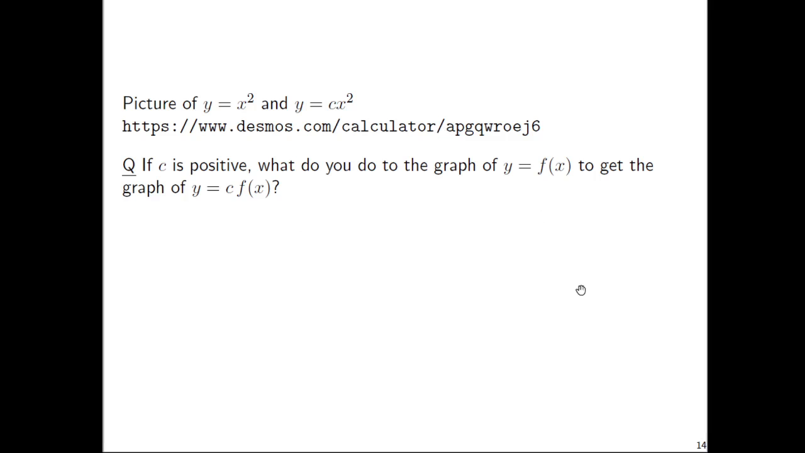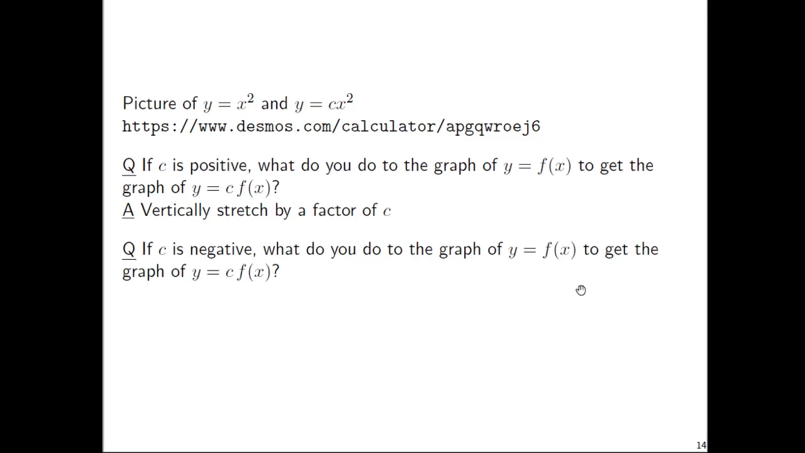So here's the question. If c is positive, what do you do to the graph of y equals f of x to get the graph of y equals c times f of x? What you do is you vertically stretch by a factor of c.